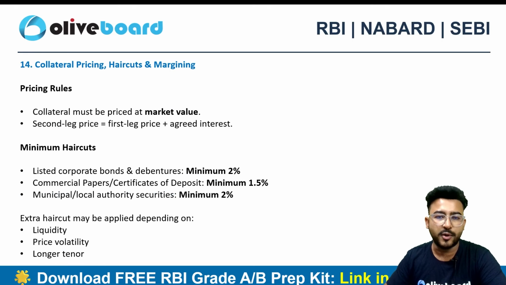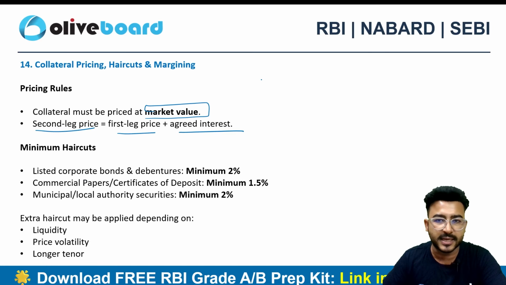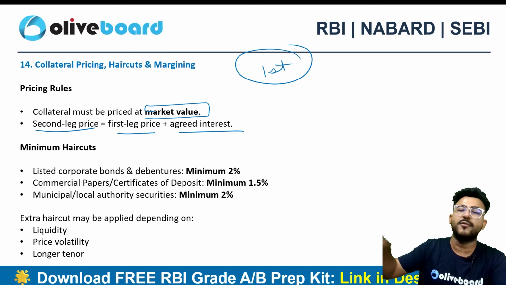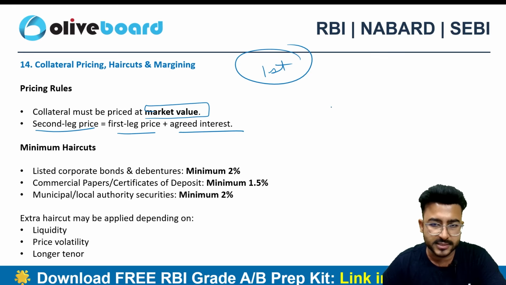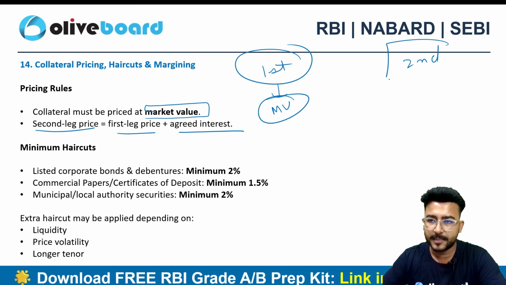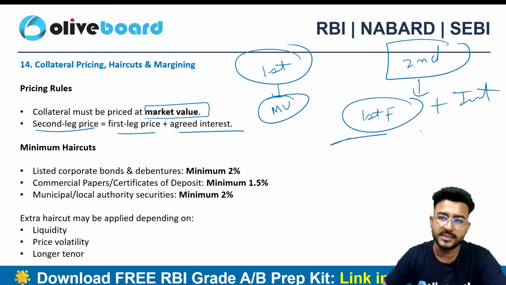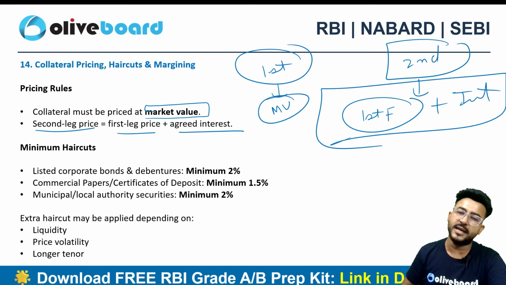Pricing rules: the collateral needs to be priced at market price. And the second leg price is the first leg price plus the agreed interest. Now what is this second leg and first leg? Look, first leg means when the bank gives the security to RBI, that's called the first leg, right? So the first leg will happen at market price value. In the second leg, the first leg price plus whatever the agreed interest rate is, on top of that becomes your second leg price.